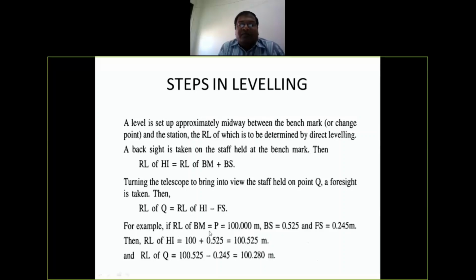For example, if RL of benchmark P is given as 100 meters, backsight is given as 0.52 meter, and foresight is given as 0.245 meter, then RL of HI is nothing but RL of benchmark plus your backsight, you will get RL of HI, meaning height of the instrument. And once you get height of the instrument, if you want to find RL of Q, you have to simply deduct your foresight value 0.245 from RL of HI, you will get RL of Q. This is all the procedure I have shown you through the diagram. So now we will go further.